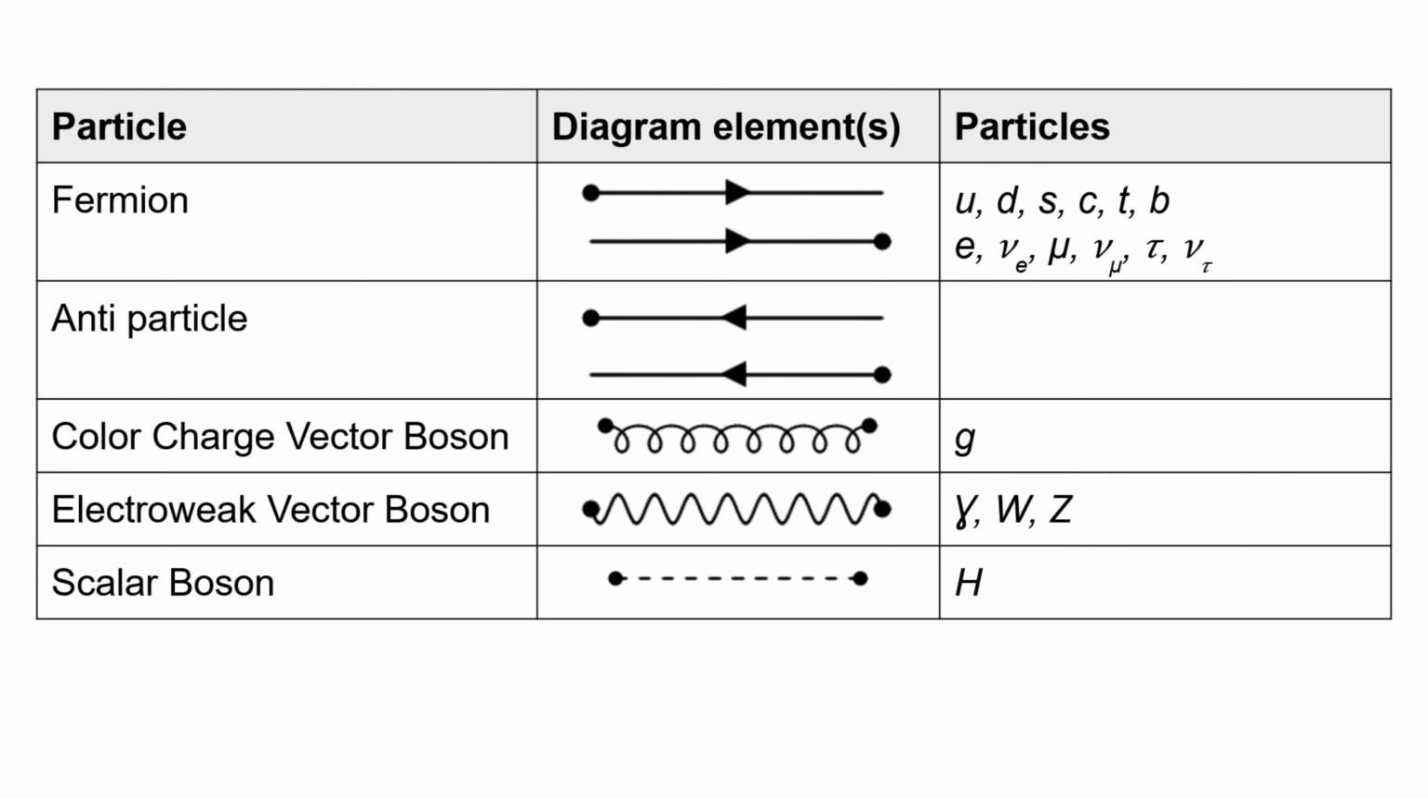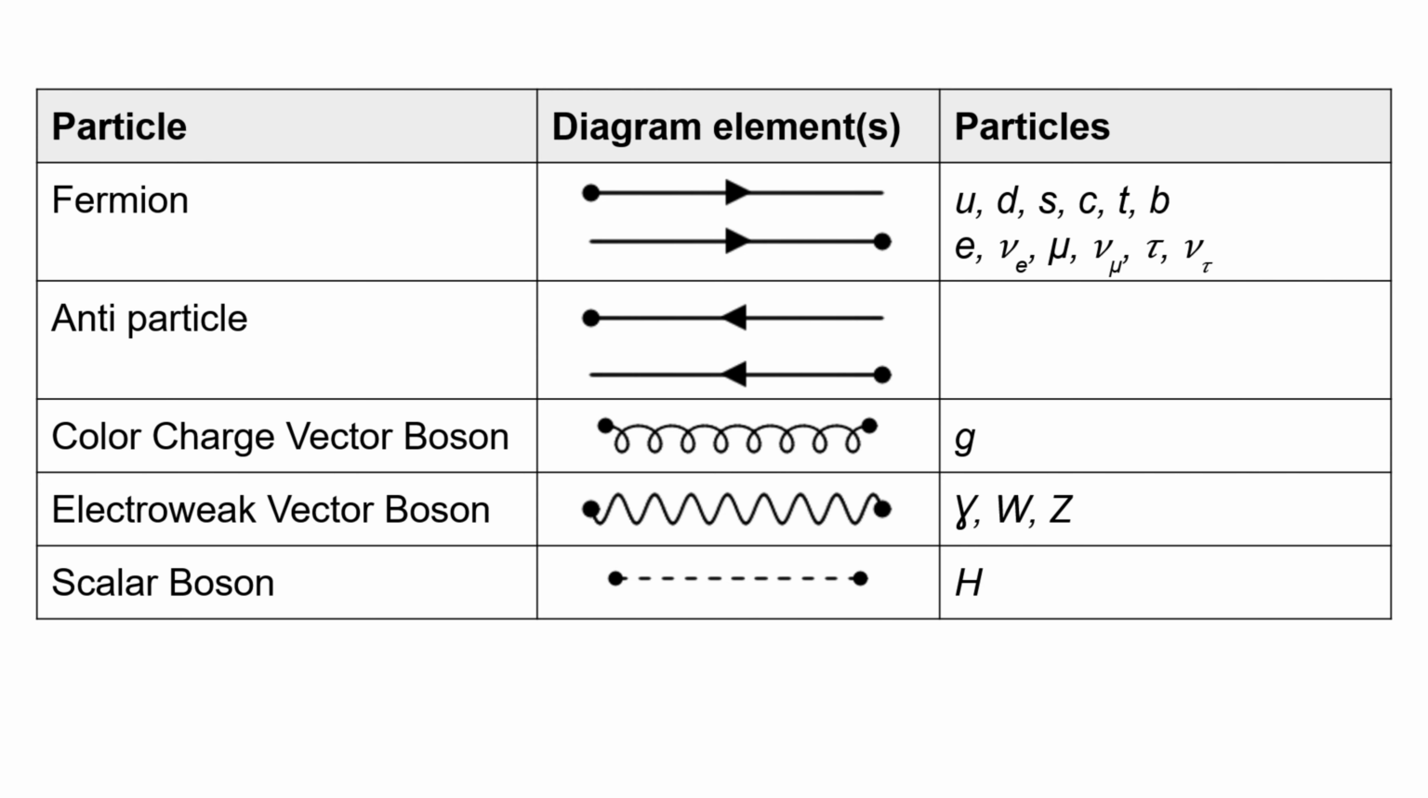Well, if it has little loops, these are color-charged vector bosons, or more specifically, gluons. Gluons are bosons, or single spin particles, that have color charge, and they are the strong force, or they mediate the strong force. These are the sort of things that keep the quarks bound together into protons.